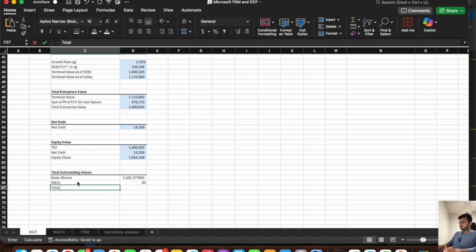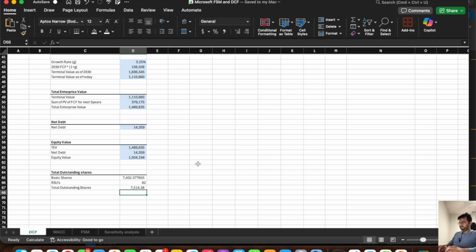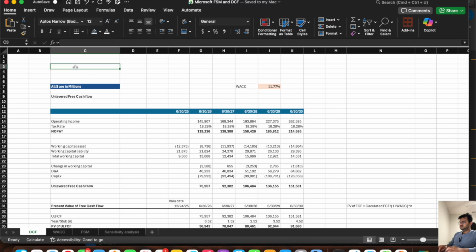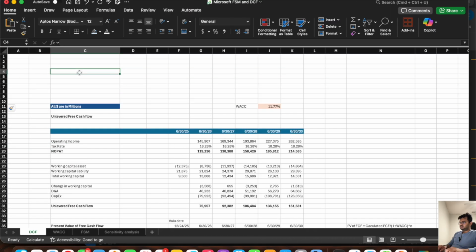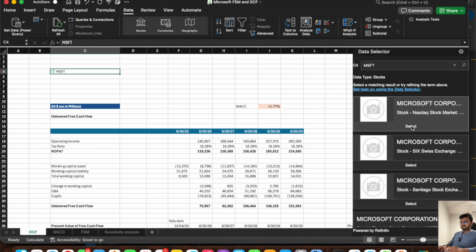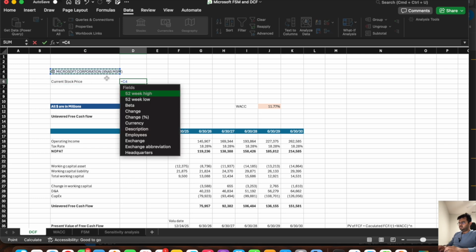So now this will give me the total outstanding shares, which is this plus this. Perfect. So I think pretty much we have done with all the information. Now what I'll do is I'll just type in MSFT stock Nasdaq. Yeah, this one I need. Current stock price, which is nothing but as of today, what is the price?